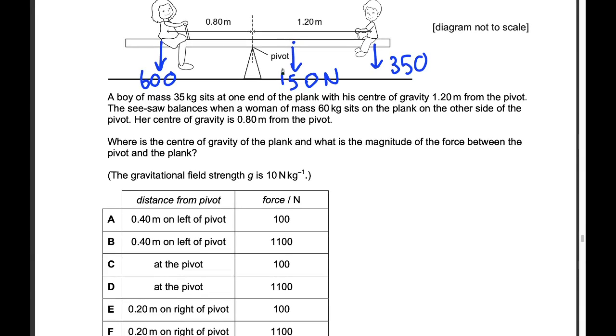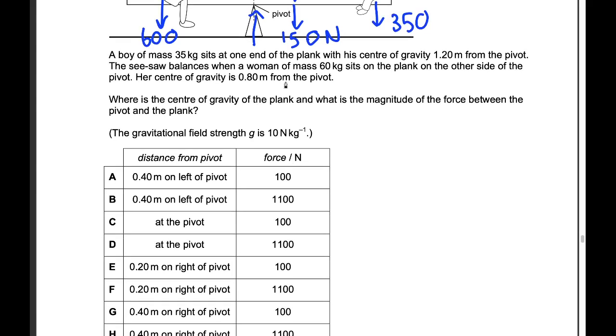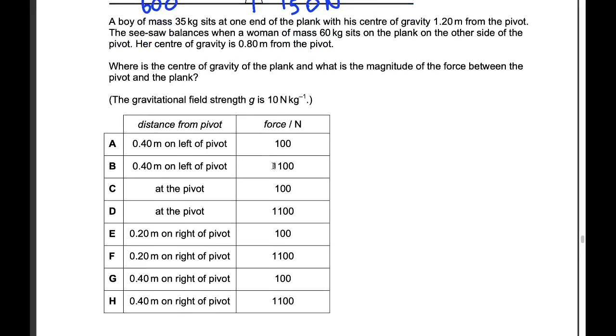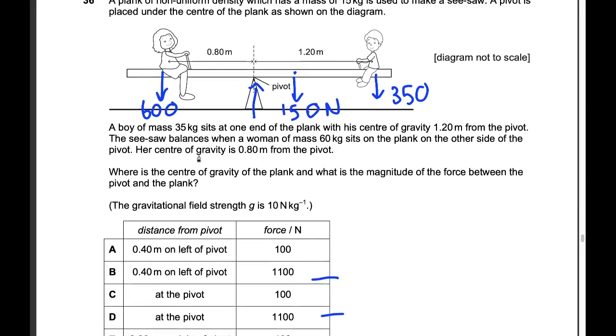So if those are all the forces pointing down, and this is in equilibrium, then there must be a force pushing all of this stuff up, right? And that force comes through the pivot. It's a reaction force at the pivot. So we can work out the size of this force by adding all of these together. 350 plus 150, that's 500, plus 600 is 1100, right? So the only options are this one, this one, this one, and this one. Okay, that rules things out a little bit.